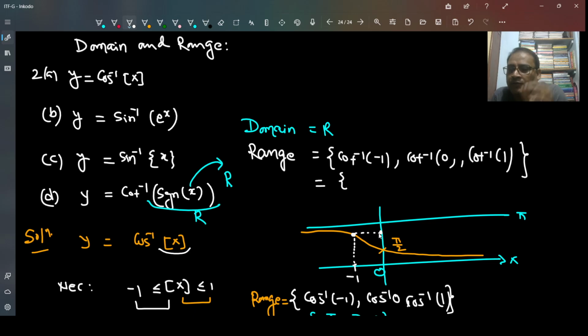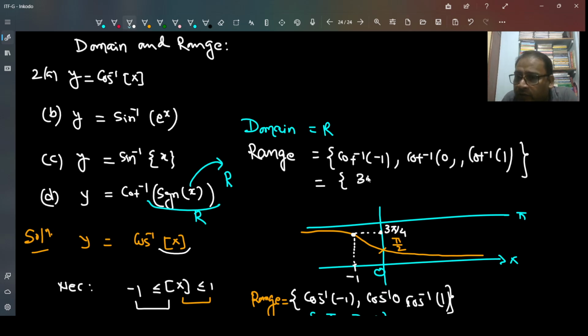If I ask you to find the angle theta which gives you 1, the answer is: cot of theta is 1 at pi by 4. And for minus 1, it will be in the fourth quadrant or the second quadrant, but your range lies from 0 to pi. So in the second quadrant, it will be pi minus pi by 4, so it is 3 pi by 4.